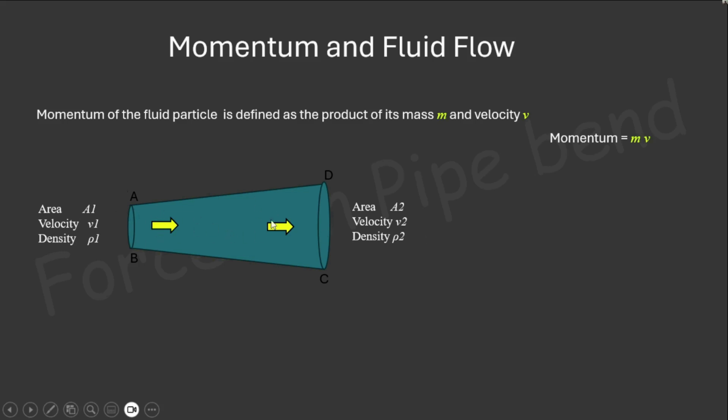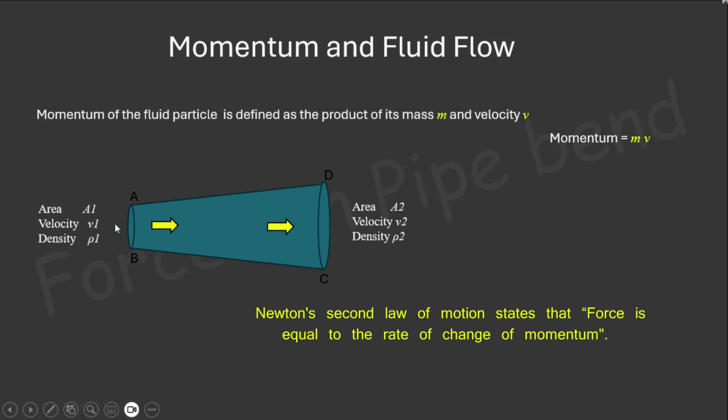The particles of the fluid stream possess momentum, and whenever the velocity of the fluid stream changes in magnitude or direction, there will be a corresponding change in the momentum of the fluid particles. According to Newton's second law of motion, a force is required to produce this change, which is proportional to the rate at which the change of momentum occurs.